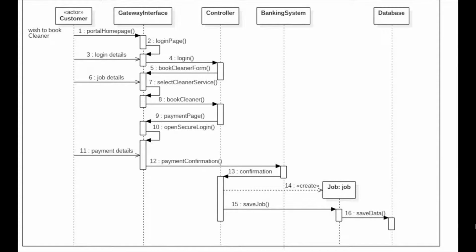This sequence diagram illustrates the sequential flow for a customer who wishes to book a cleaner. As shown here, the user visits the portal homepage, logs in, submits job details, selects a cleaner service, books the cleaner, sends payment, opens the secure login, confirms payment, and creates the job. The job is then saved to the database.